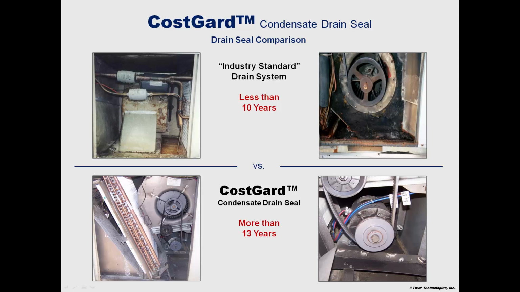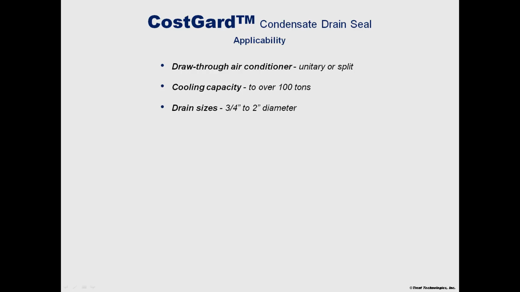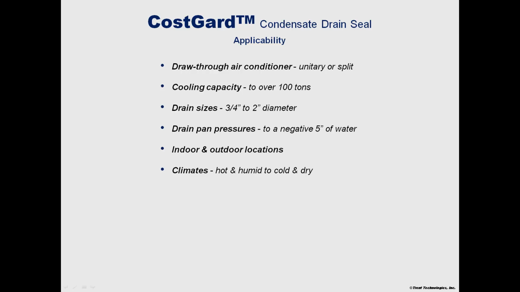of extended service. CostGard Condensate Drain Seals are applicable to any draw-through air conditioner, unitary or split, with cooling capacities to over 100 tons, drain sizes 3/4 inch to 2 inches in diameter, drain pan pressures to a negative 5 inches of water, both indoor and outdoor locations, all kinds of climates, hot and humid to cold and dry.